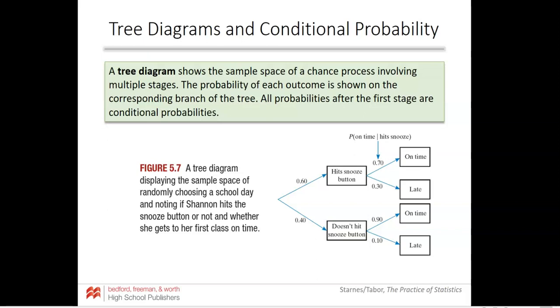In this case, the sample space is all the possibilities of randomly choosing a school day and noting if Shannon hits the snooze button or not, and whether or not she gets to her first class on time. So the first branch is, does she hit the snooze or not? The second branch is, does she get to school on time or not? Evidently, she has a problem getting to school on time, but you can see that when she doesn't hit the snooze, she gets to school on time 90% of the time. So it does seem like it's probably good to not hit the snooze, I guess. But that's what a tree diagram does, and we can go more into it in a minute.